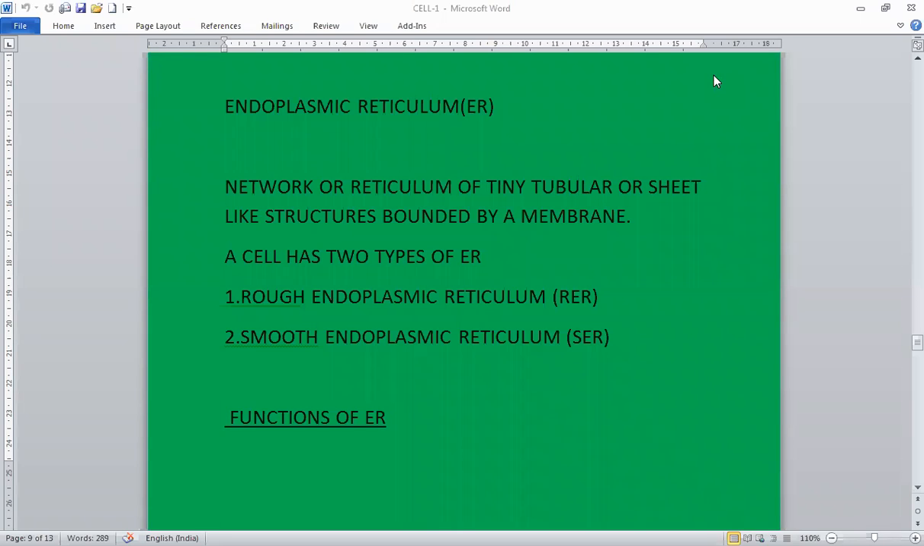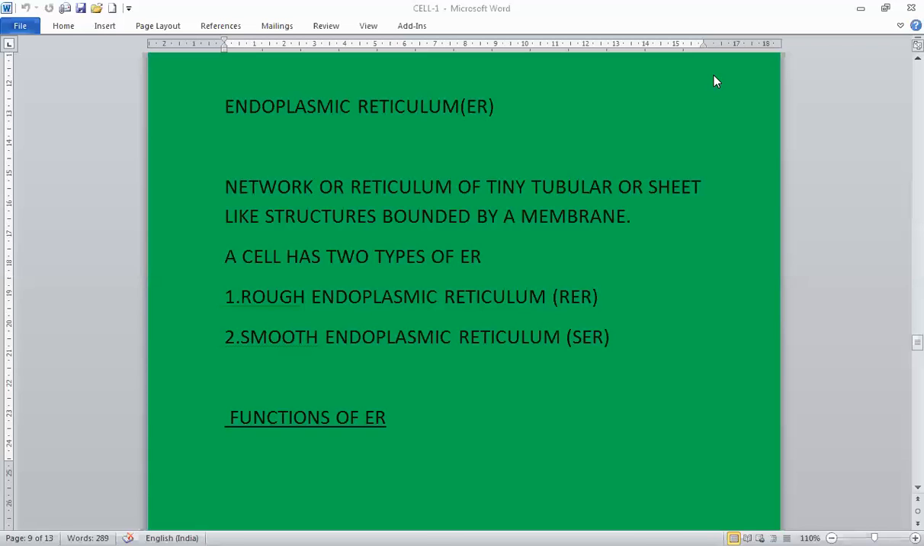Today we are going to study about the endoplasmic reticulum, which is also known as ER. The endoplasmic reticulum is a network of tiny tubular or sheet-like structures bounded by a membrane. It is found scattered in the cytoplasm.